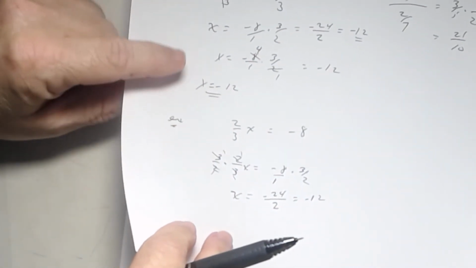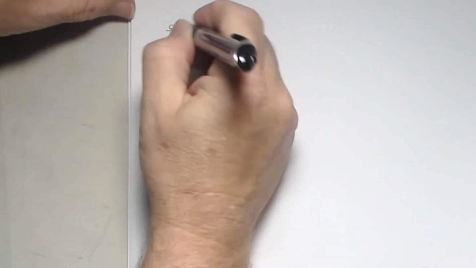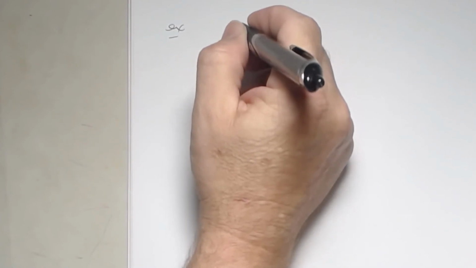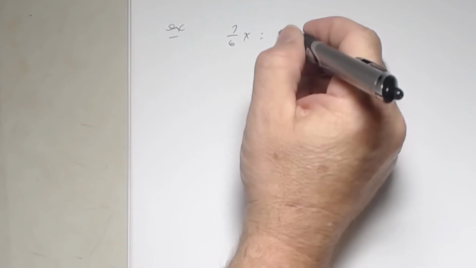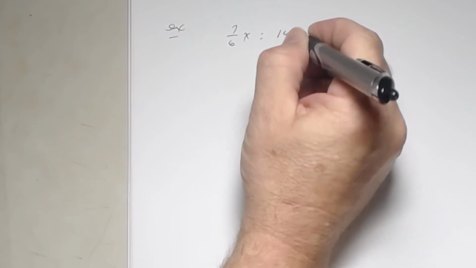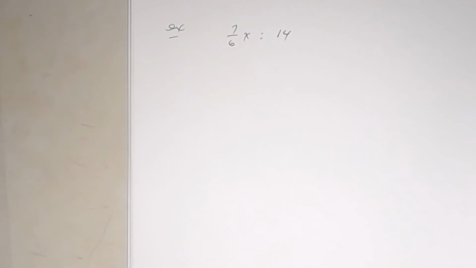All right, so let's look at one more like this. Let me go ahead and make this one up. Suppose we had 7/6 x equals 14. I'm going to solve for x. What's that one step you're going to show? You can do either one. What will be one step you can do? Multiply by what? 6/7. Okay, that would be one step.